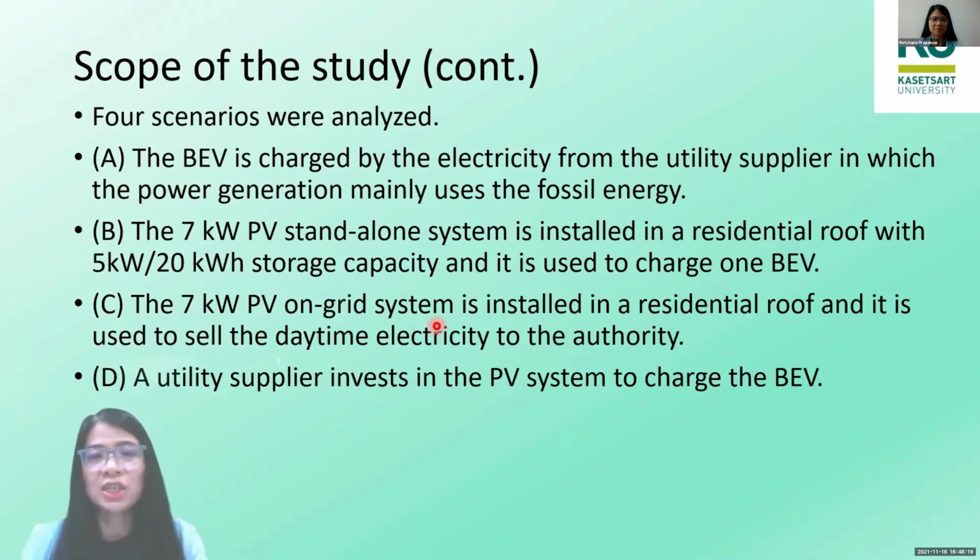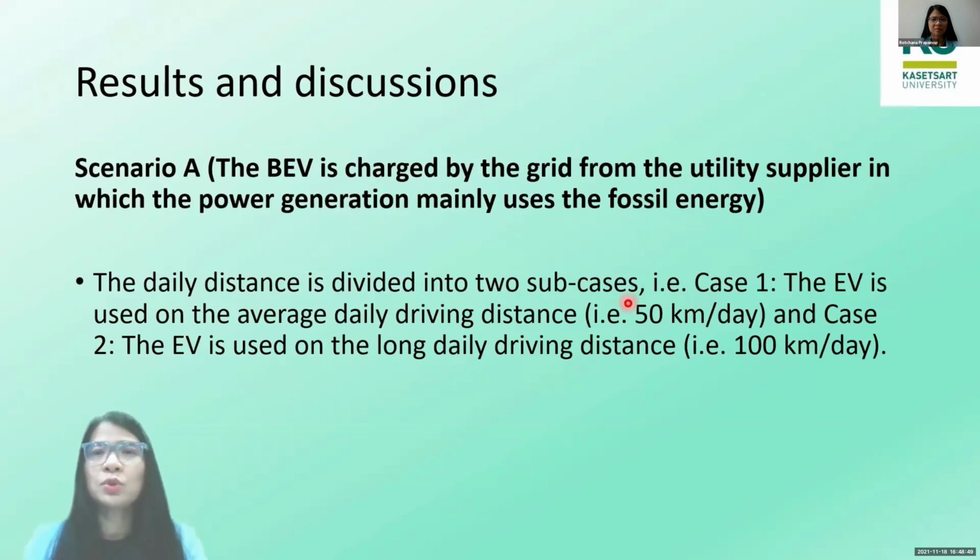However, they still use the main electricity from the authority to charge their BEV and to use for their appliances at home. And for scenario D, if the supplier invests in a new power plant using the PV system. We further divide into 2 subcases for different distances per day, 50 km per day and 100 km per day.